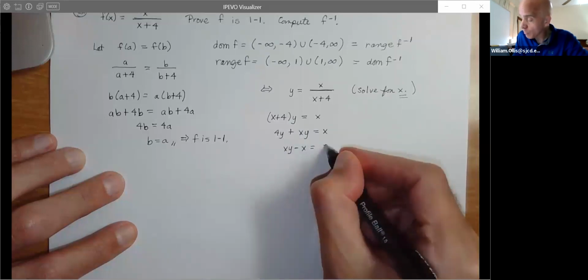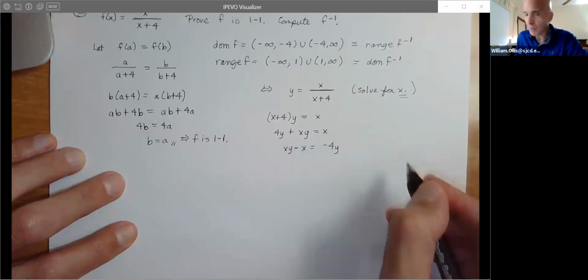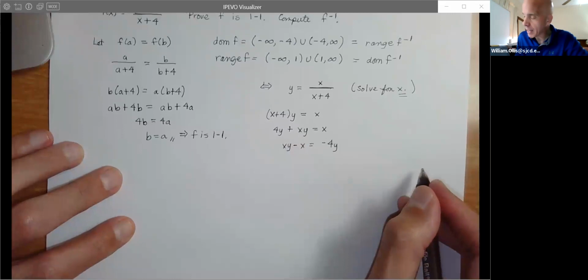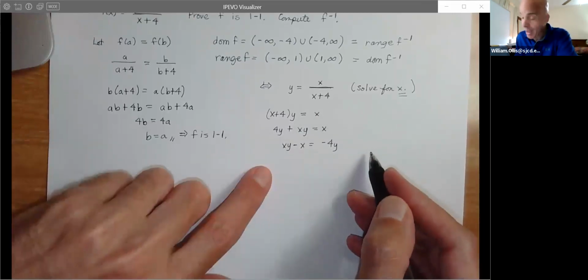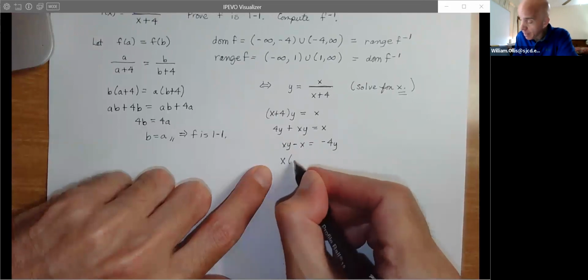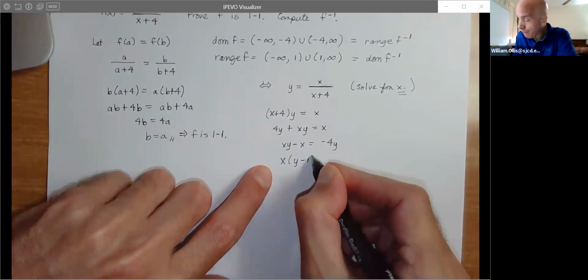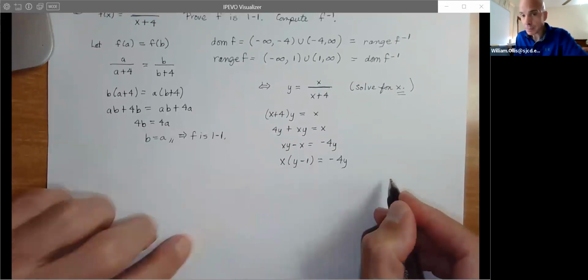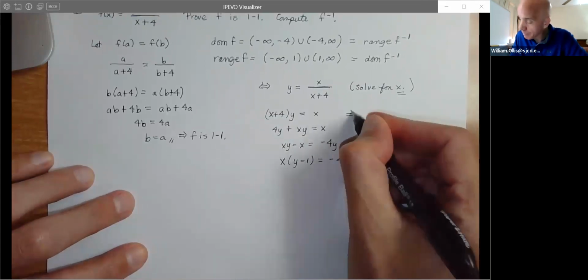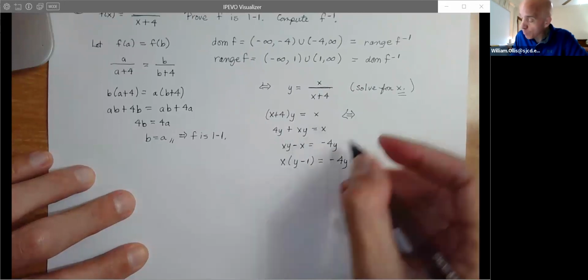And I'll take this over here. Of course, we'll divide and multiply by -1 if we have too many negatives. So take the 4y over and take the x over. Now we can factor x(y - 1) = -4y. So now equivalently, we can solve for x.